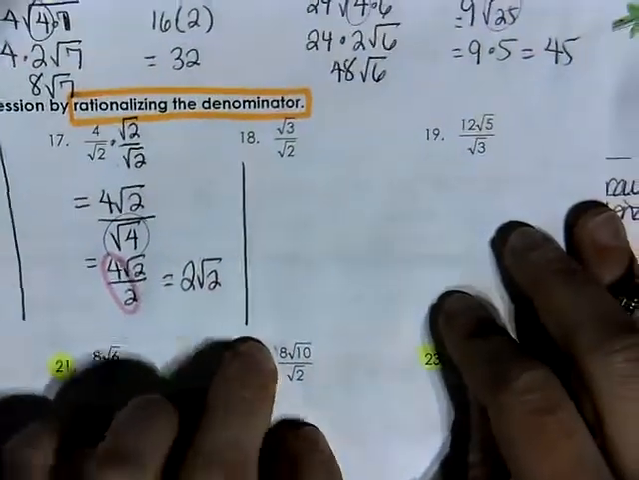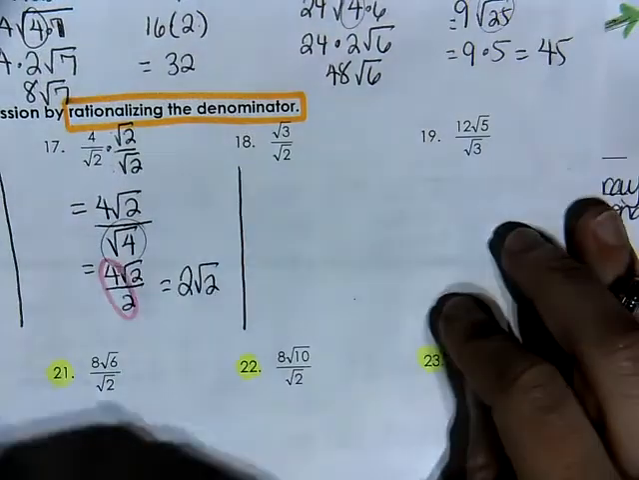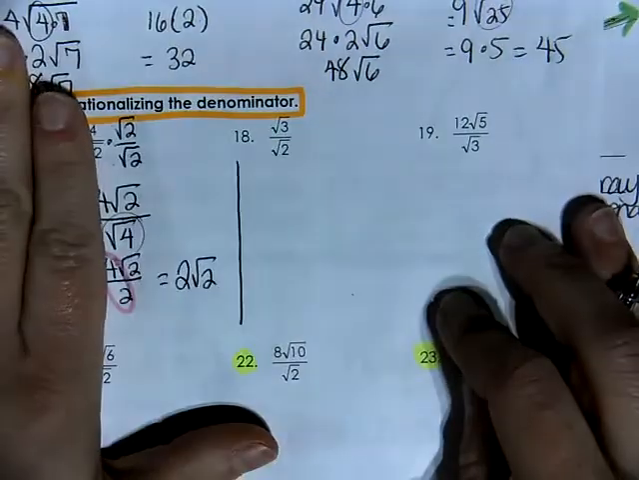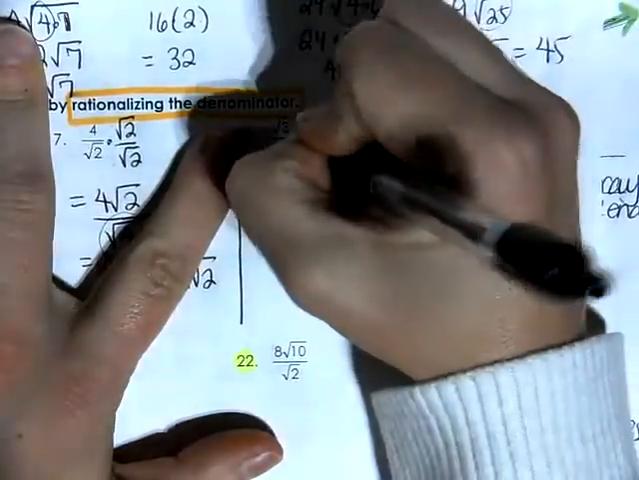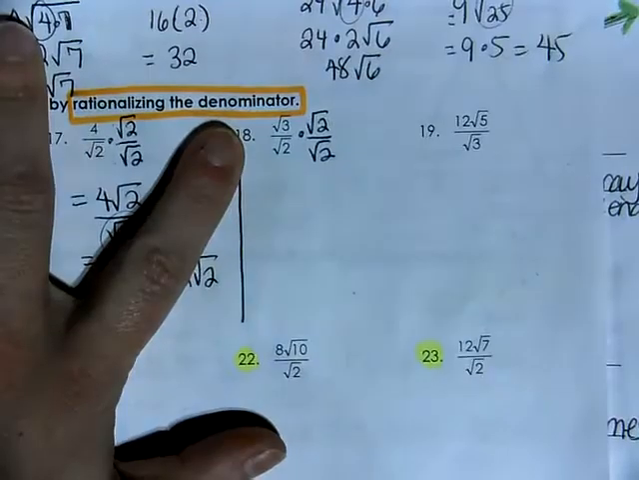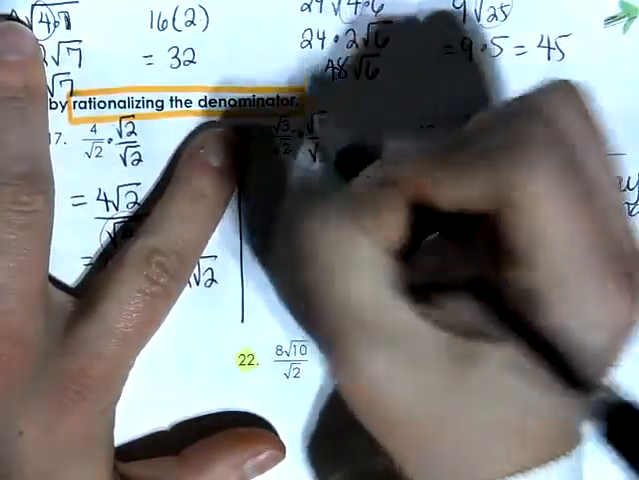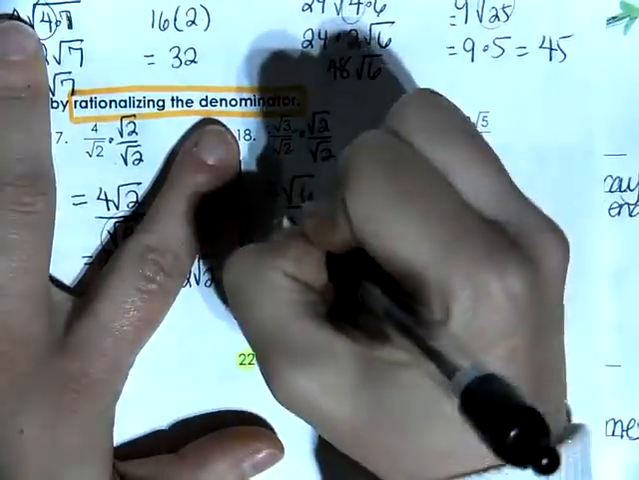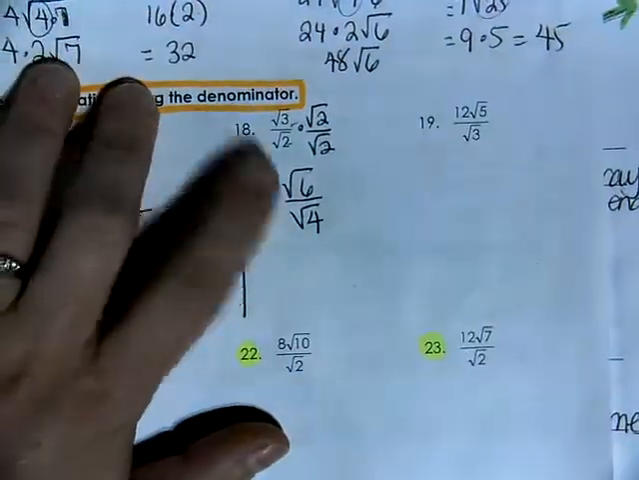Let's go ahead and look at number 18. For 18, square root of 3 and square root of 2 have no relationship. So I'm going to multiply the square root of 2 by both the numerator and the denominator. Multiplying straight across, I end up with the square root of 6 divided by the square root of 4.